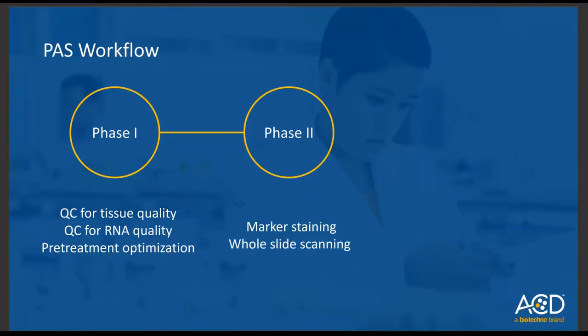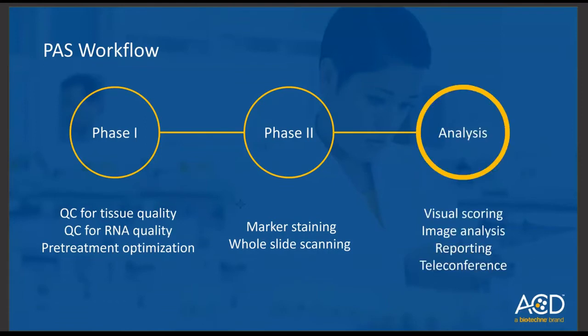After tissues have been qualified, RNA quality is good, no background, no specific binding, morphology is intact, we go into phase two where marker staining and whole slide scanning take part. And then this is followed by our analyses, which is our visual scoring, image analyses, reporting, and then we tend to do teleconferences with our clients and explain the data a little bit more in depth. And if there's any issues, we can also address those on the calls.